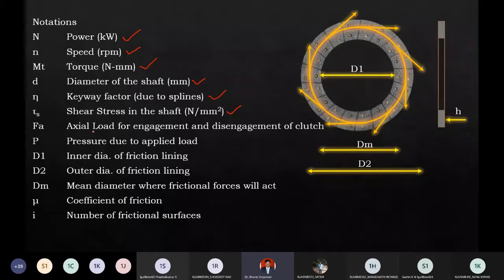Now axial load: we are pressing the lever, so we need something called axial load. Axial load is the load required for engaging the clutch as well as for disengagement of the clutch.